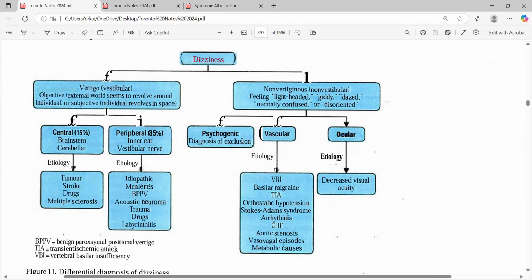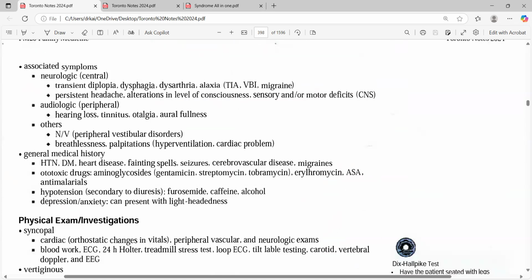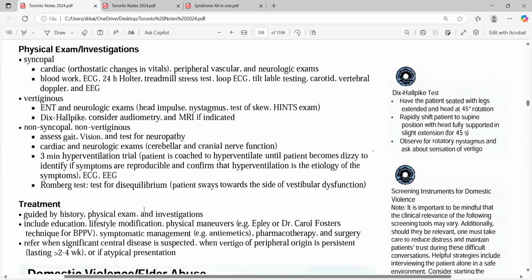Then for non-vertigo, you have to check what they are having: lightheadedness, giddiness. Psychogenic could be there, and vascular, where maybe some blood clot is causing it. Then ocular is basically a visual acuity problem. In that one, check the investigation of choice and where it is coming from. Keep in mind what kind of scenario they have given and what they are looking for. So assess gait in older people, check their vision, and test for neuropathy, especially for older people.